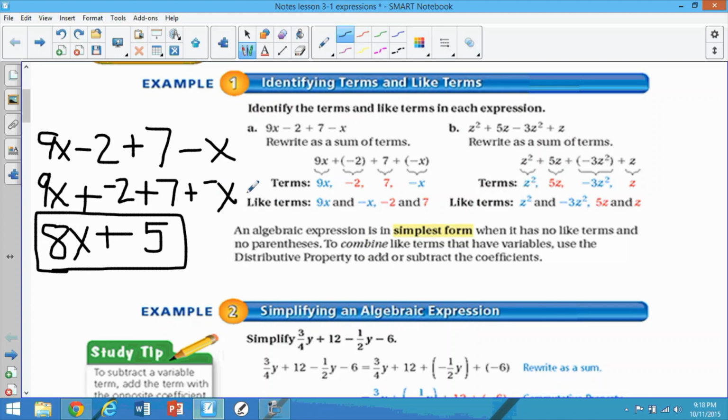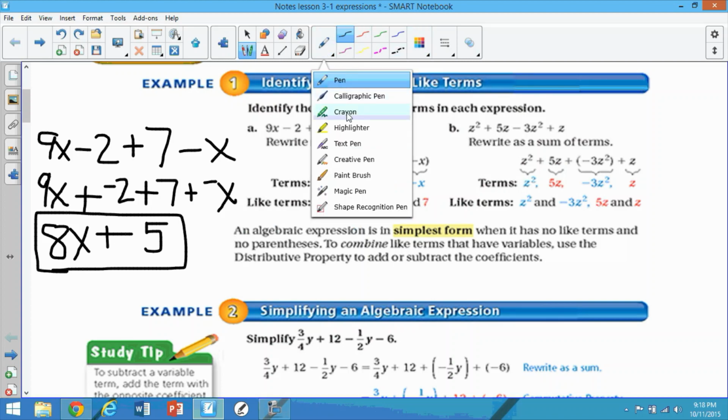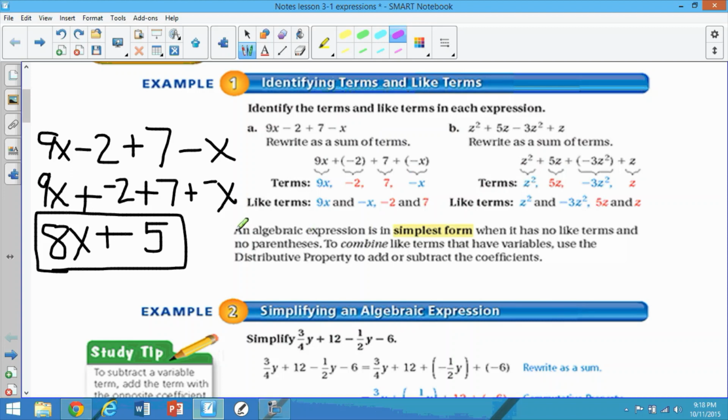You would simplify your terms. The like terms are the 9x and the negative x, and the negative 2 and the 7. So that is combining them. And when you combine them, the benefit of doing that is you are then able to write the expression in simplest form. That's when it has no like terms and no parentheses. All the like terms are added together and the parentheses are gone.